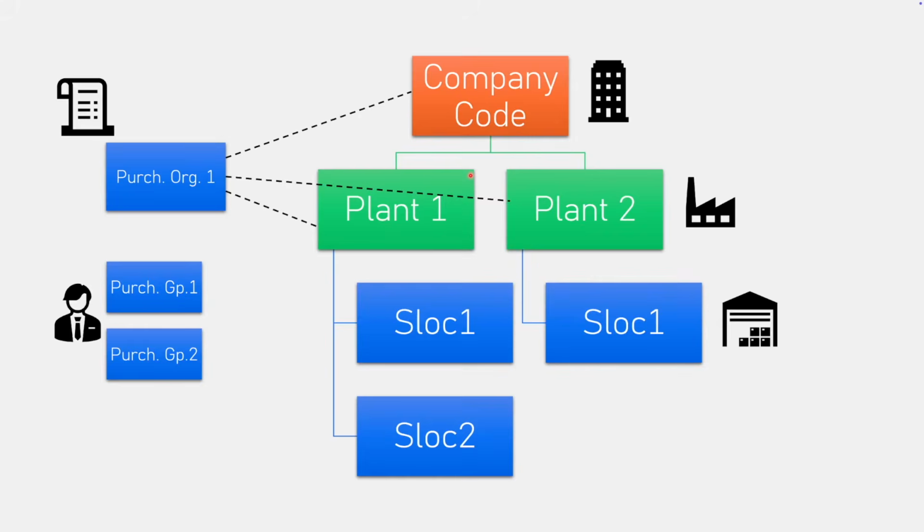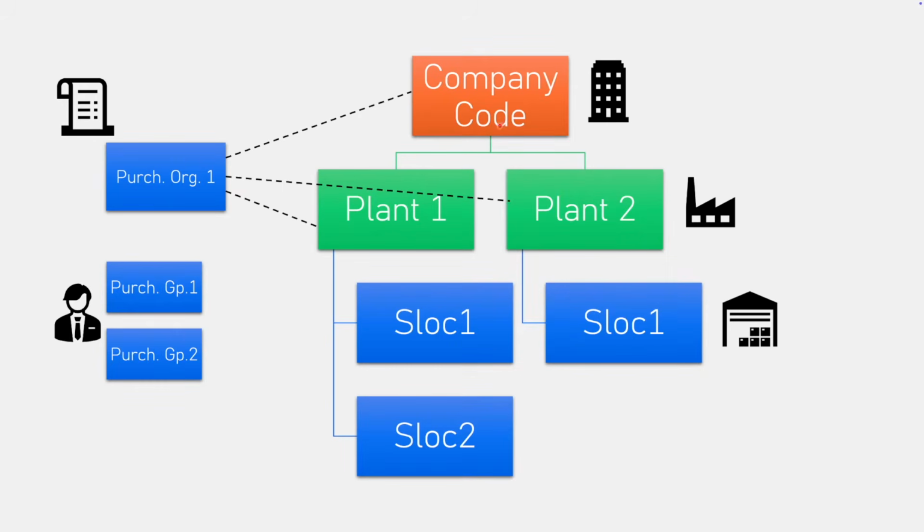The relationship between plant and company code is on a one-to-one basis. That is, each plant is associated with one and only one company code. Okay, so it is a one-to-one relationship. But from the company code perspective, you can have multiple plants under a single company code. As you can see in this picture, there are two plants which are associated to a company code. Okay, but for a plant, you can have one and only one company code sitting at the top.